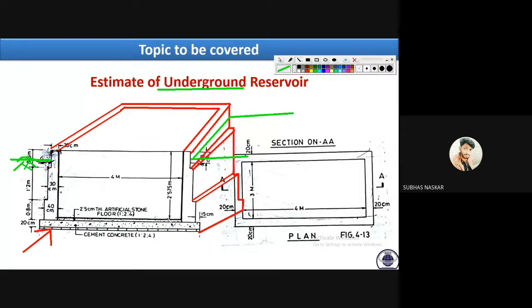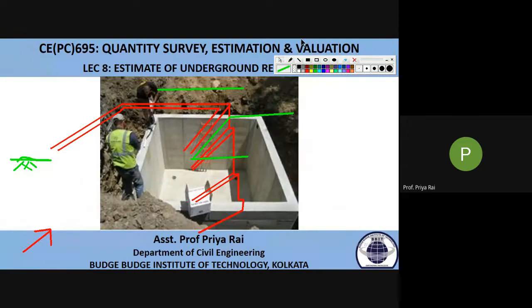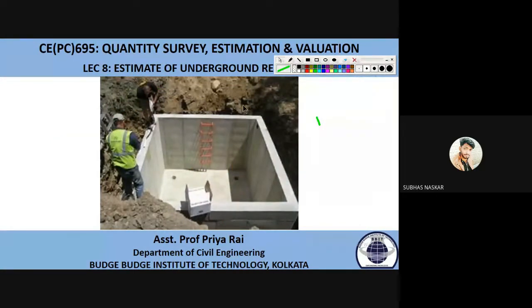In order to construct this structure, what do we need to do first? See here in the diagram, before constructing we have to dig a trench, right? We have to do excavation work. That means we have to dig out the earth from the ground. Then we are creating some space for this structure, then we are doing construction, right? So it is inside the ground. So for that, the first item of work will be earthwork in excavation.